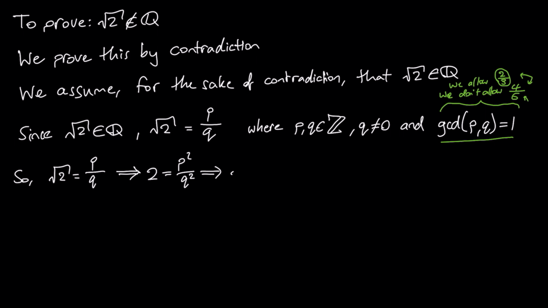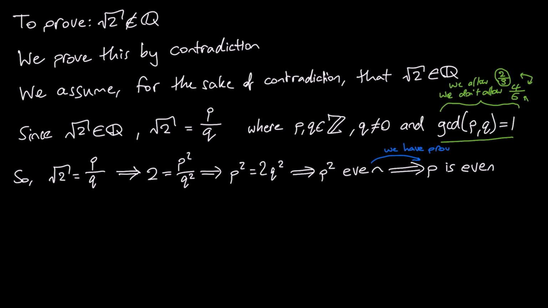So we have that P squared is equal to 2Q squared. Now Q is an integer, which means Q squared is an integer. So this tells us that P squared is even. And from our video on proof by contrapositive, we know that this means P is even. So this step we have proven already in this video series by contrapositive.